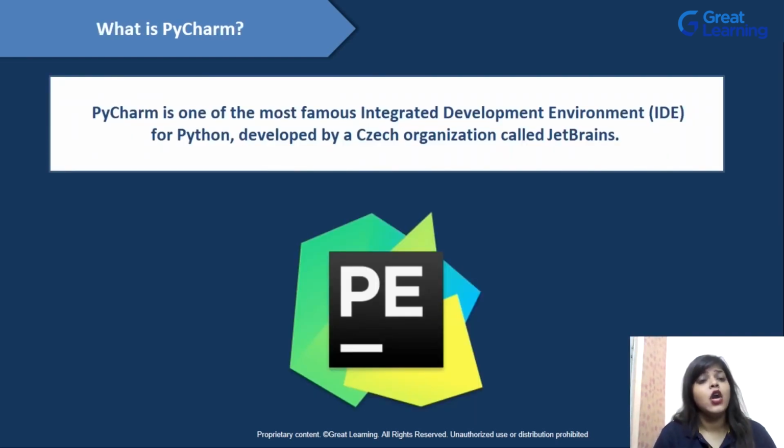So let's have a look at what PyCharm is. PyCharm is one of the most famous integrated development environments, in short known as an IDE, for Python, developed by a Czech organization called JetBrains. So basically, JetBrains invented PyCharm. It's one of the most popular environments for Python coding.